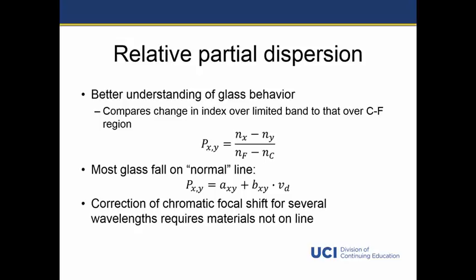Where this is important is if I want to correct, or we need to correct, the variation in focal length over more than 2 wavelengths, it requires us to use at least one material that does not fall on this glass line. So let's take a look at a plot of materials.